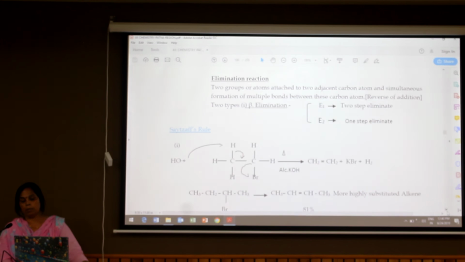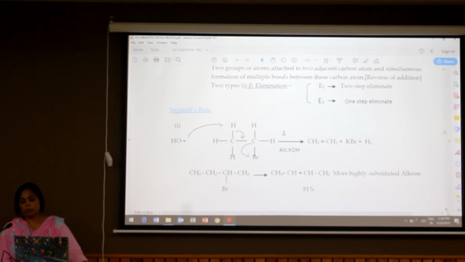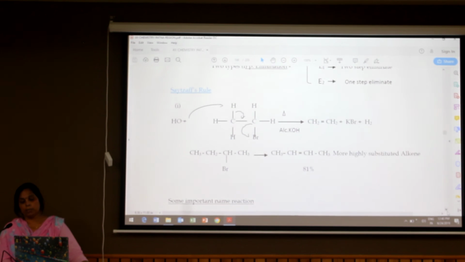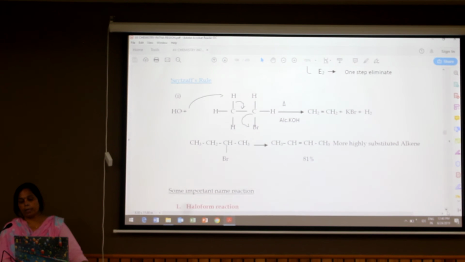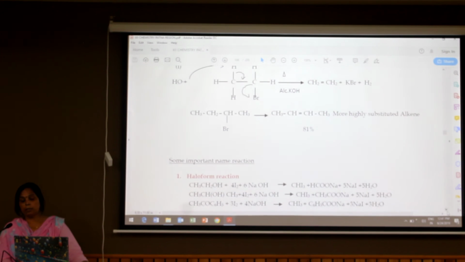Because in alcoholic medium, alkoxide ion and OH ion are both there, and alkoxide ion is a stronger base than OH ion, so it shows the elimination reaction and alkene is formed. This was given by the Saytzeff rule. According to the Saytzeff rule, elimination occurs in such a way that the double bonded carbons are highly alkylated. In this case, when we react CH3CH2CHBrCH3, we get CH3CH=CHCH3, which is a highly substituted alkene.